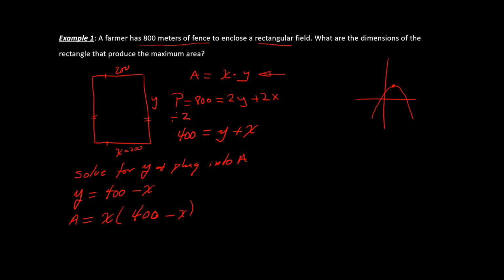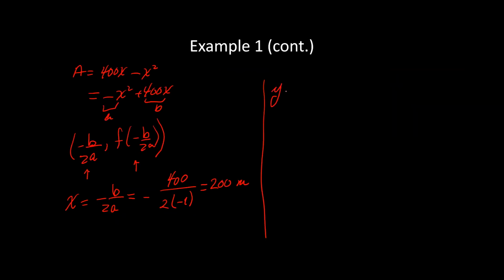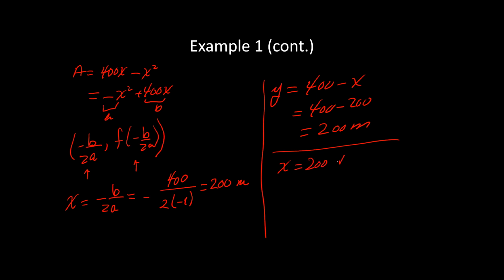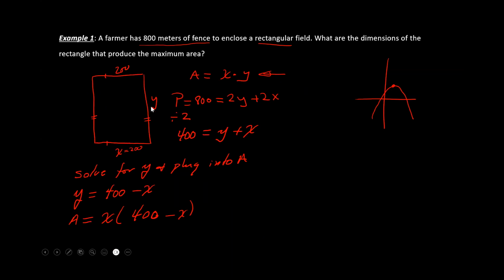So what is y? y is 400 minus x, or 400 minus 200, or 200 meters. So it's going to be a square. So basically, the answer is x equals 200 and y equals 200 meters. Don't confuse this y with the function, y equals something. These are just variables here. We could have used maybe length and width, L and W, same thing. Our function is A. So there's the answer.